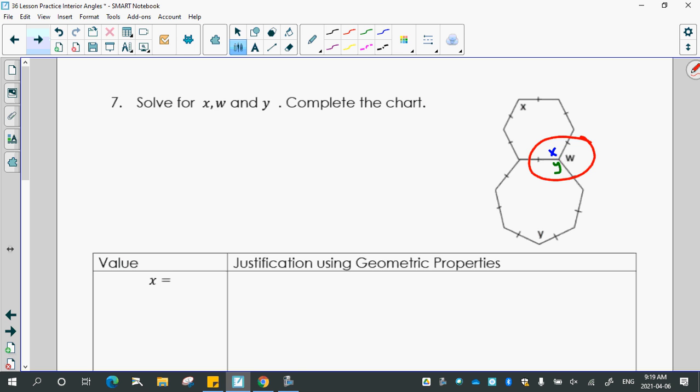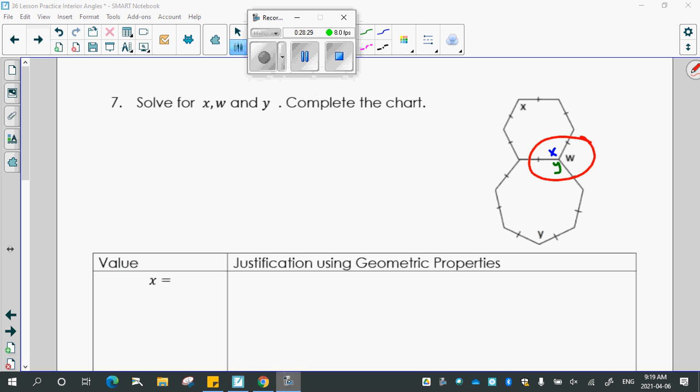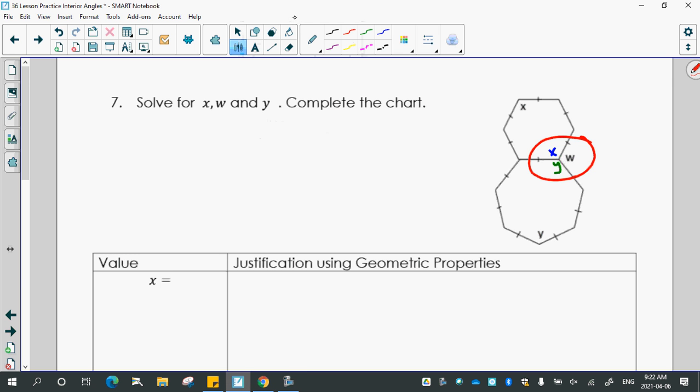So I'll just give you some time. Go and find X. Okay, so I'm seeing 2 ways of thinking to find X. Some people are drawing the triangles right on, which is fine.